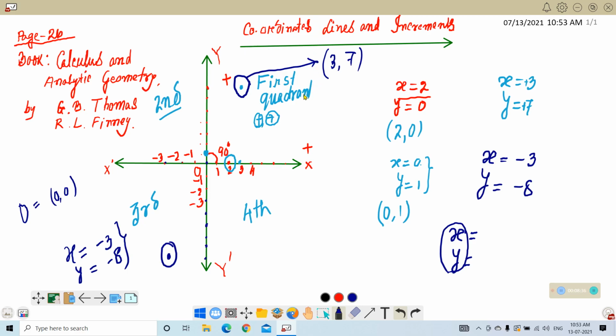Now, according to our discussion, the second topic should be line and the third topic will be increment. And the book we have consulted here is Calculus and Analytic Geometry. Now we are going to another page to discuss the next topic.